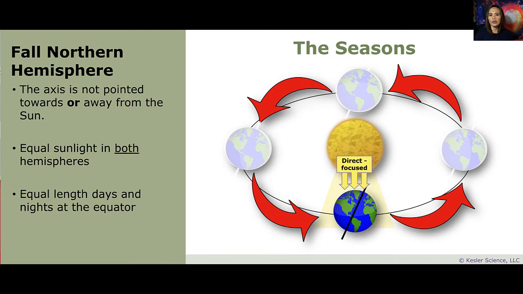The next one is fall in the Northern Hemisphere. Now, the axis is not pointed towards or away from the sun. Now, there's an equal amount of sunlight in both hemispheres, the northern and the southern part.